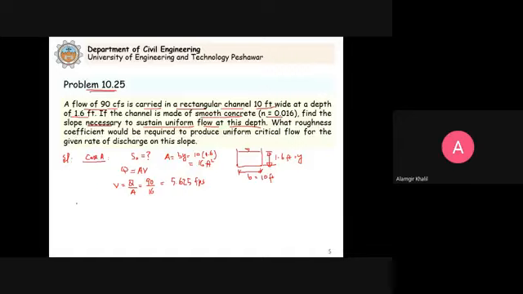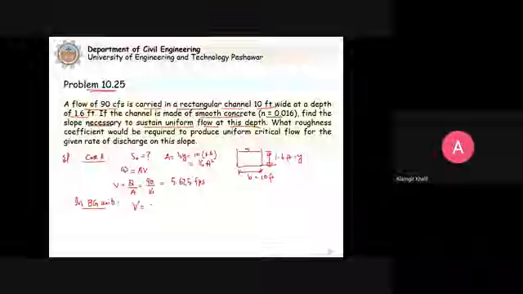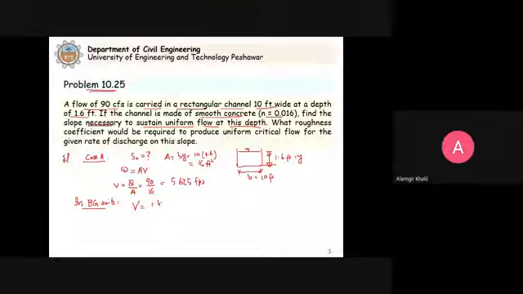Now that we have calculated the velocity, we can write down the Manning's formula. Take care of the system of units, because the Manning formula is not the same in every system. The problem is given in BG units, the British gravitational system. So in this case, the formula in terms of the velocity is V equal to 1.486 divided by N, where N is the Manning's roughness coefficient, times the hydraulic radius RH to the power 2 by 3, and S naught to the power 1 by 2.